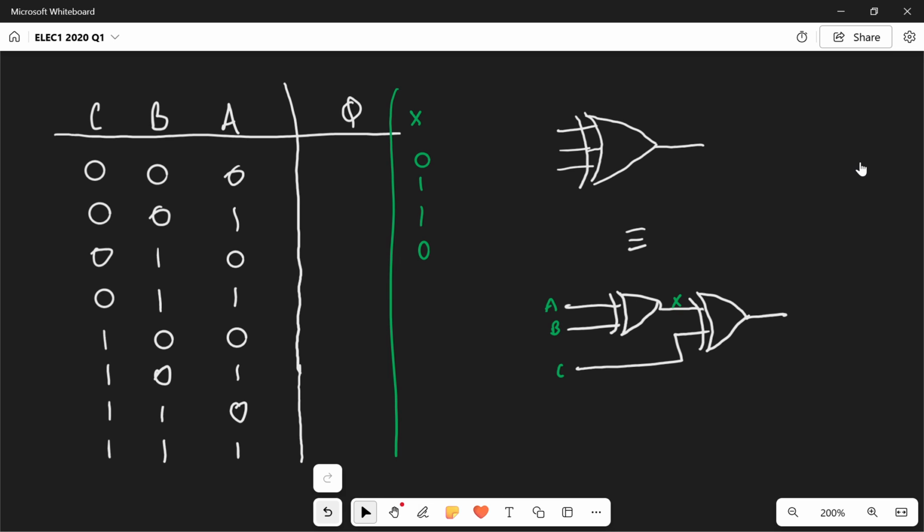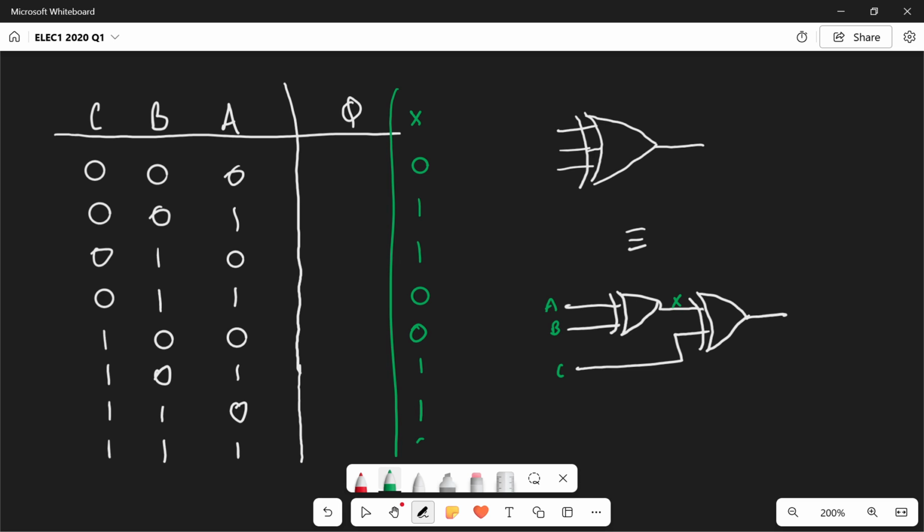Let me just bring that back for us. Let's just do that one more time so it's spaced out properly. 0, 1, 1, 0. And then it's going to repeat 0, 1, 1, 0. But now X feeds into a second exclusive OR gate, and so we've got C going in and we've got X going in, and we need to repeat the process. And what we end up with is 0, 1, 1, 0 at the top, but for the bottom half we end up with 1, 0, 0, 1.